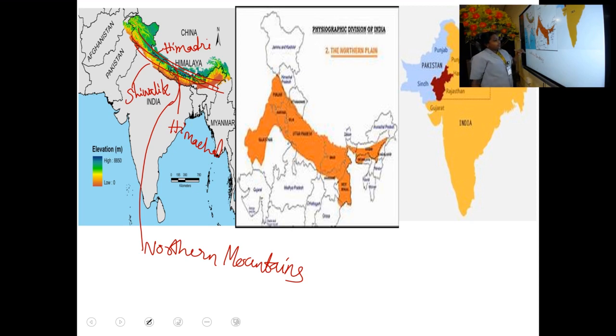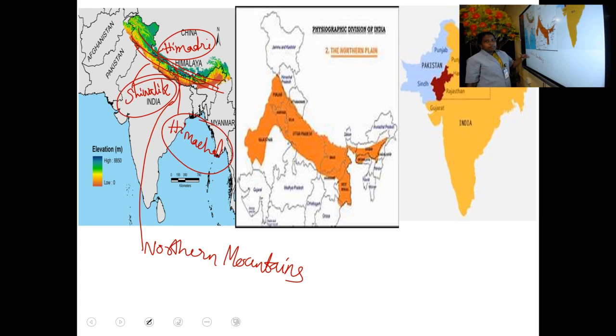Okay, so the northern mountains are one of the natural regions in India. The northern mountains consist of the Himalayas. Himalayas are covered with snow. These are very high mountains. It has been divided into 3 parallel ranges. The 3 parallel ranges of the Himalayas are Himadri, then Himachal and Shivalik.